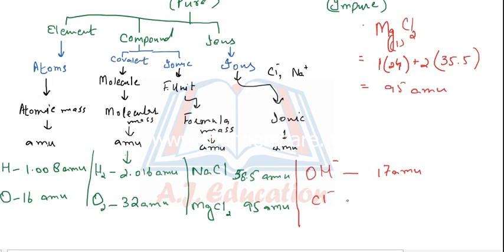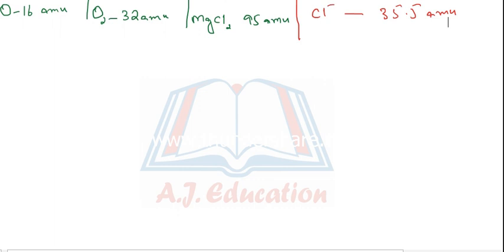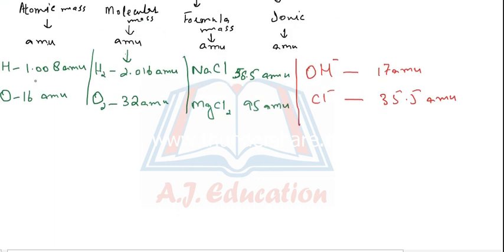That of chloride ion also comes out to be 35.5 AMU. Now we have all the atomic masses, like that of hydrogen. The atomic mass of a hydrogen atom is 1.008 AMU. If we just replace this unit AMU by grams, then we have the molar mass of hydrogen atom.